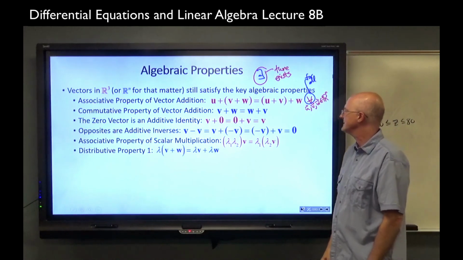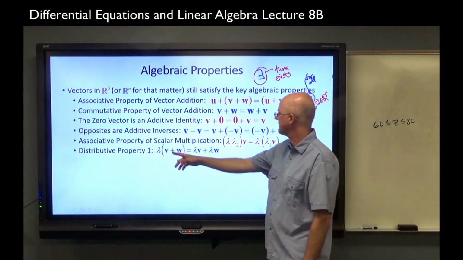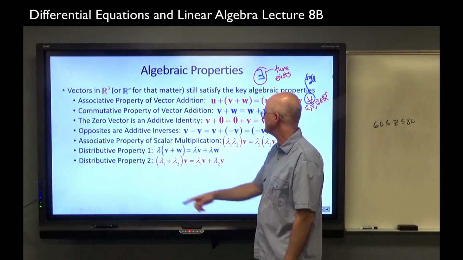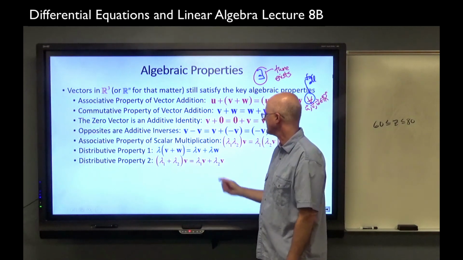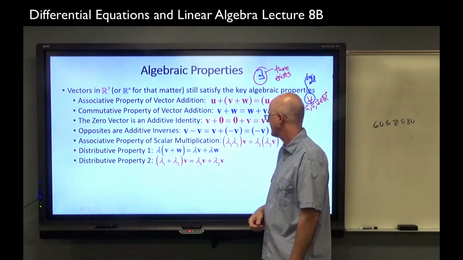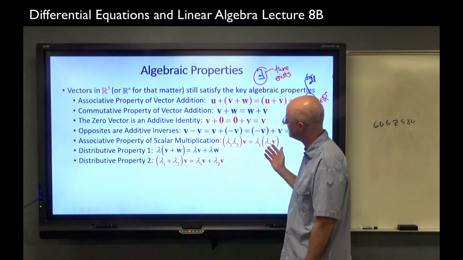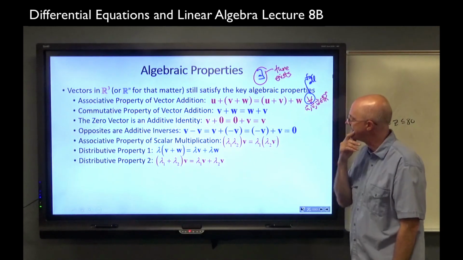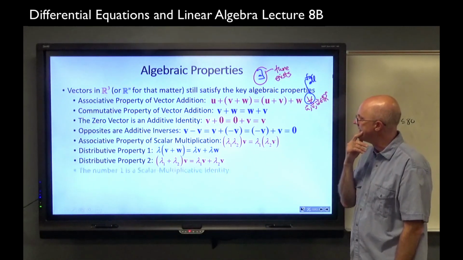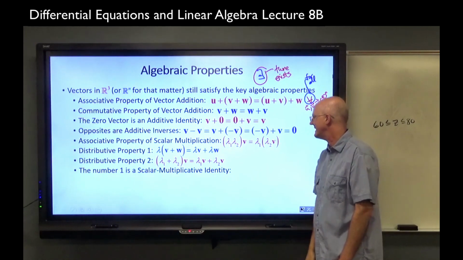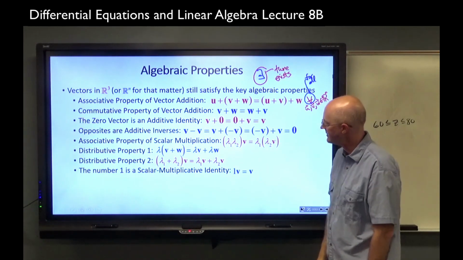Distributive property 1 says you can distribute scalars through vector addition like this. Distributive property 2 says you can distribute vectors through scalar addition like this. And you could also do it the opposite order, though we usually put our scalars in front of vectors rather than behind. And that's just a convention. The number 1 is what you might call a scalar multiplicative identity. 1 times any vector is the vector.